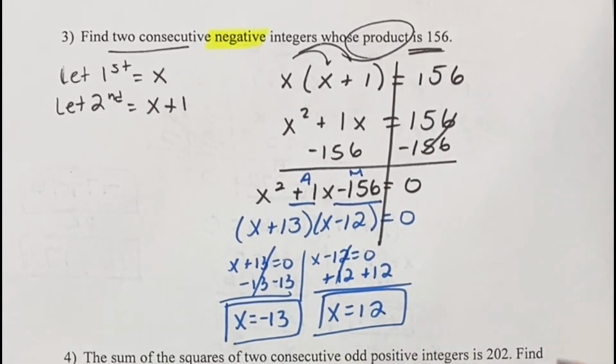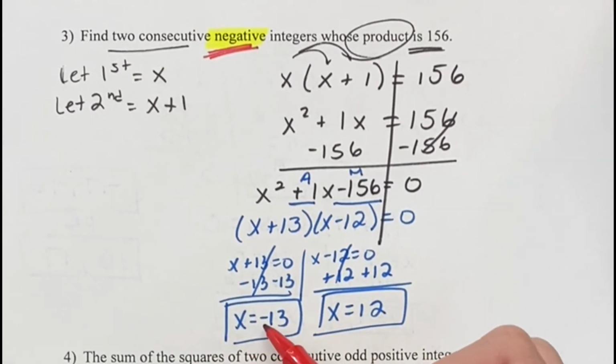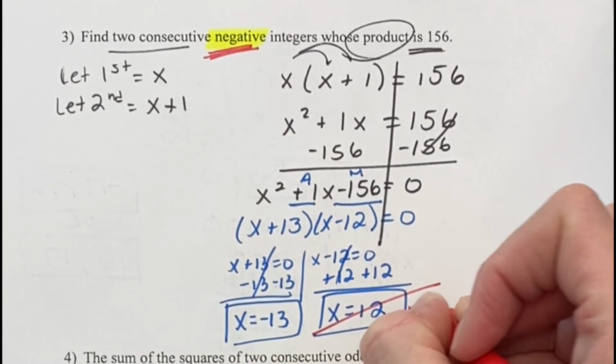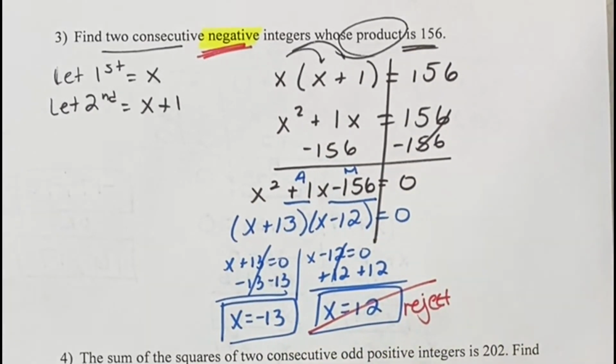Now if we go back to the question, they wanted a negative integer. So here, this is x equals negative 13, and this one's a positive answer. So that answer is actually going to be rejected because it's not relevant to what the question is asking.